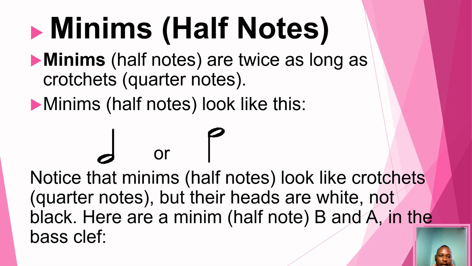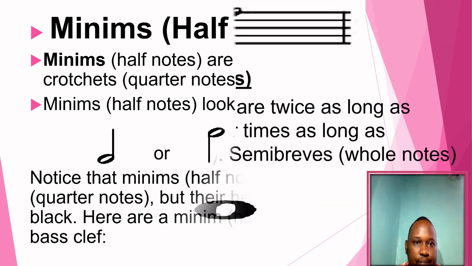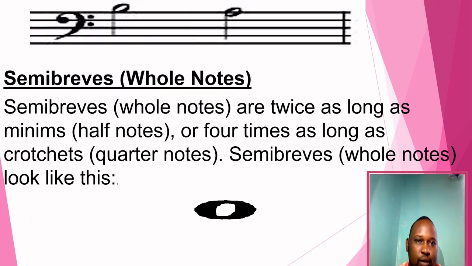In the following picture, we are going to look at a minim in B and A, that is on the bass clef. Thus we have a minim in B here and a minim in A, and the stem is facing downward. So as we have said, a minim has the value of 2 crotchets. A minim is equal to the value of 2 crotchets.